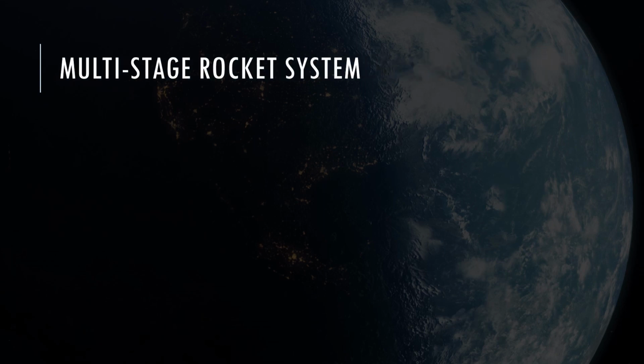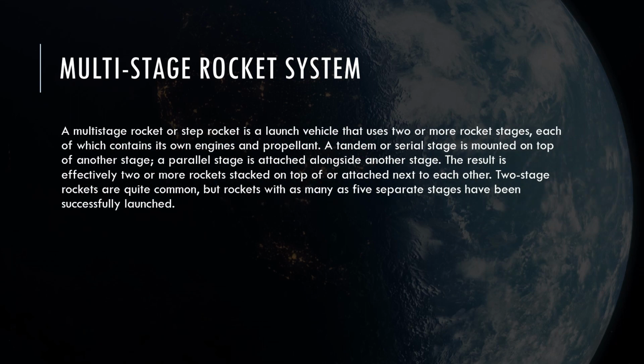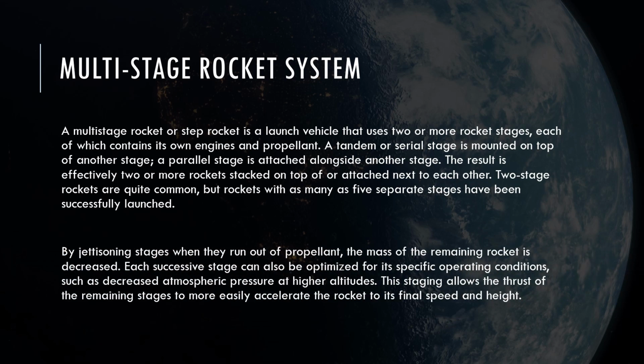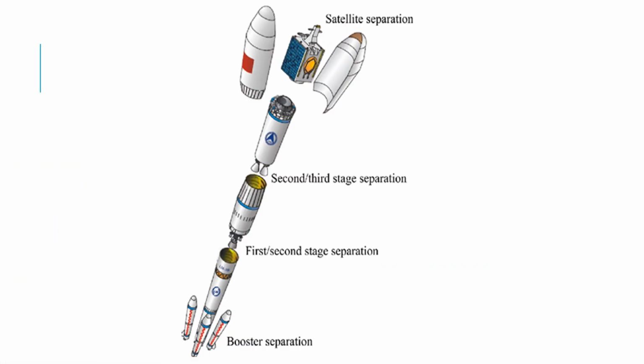Our next optimization approach is the multi-stage rocket system. A multi-stage rocket, or step rocket, is a launch vehicle that uses two or more rocket stages, each of which contains its own engine and propellant. A tandem or serial stage is mounted on top of another stage. A parallel stage is attached alongside another stage. The result is effectively two or more rockets stacked on top of or attached next to each other. Two-stage rockets are quite common, but rockets with as many as 5 separate stages have been successfully launched.